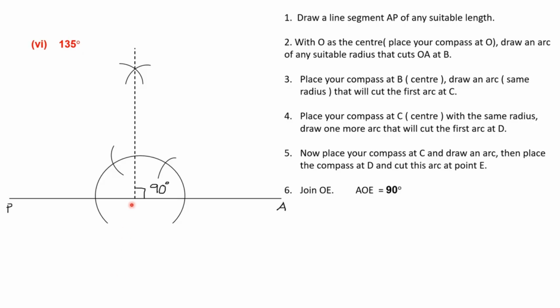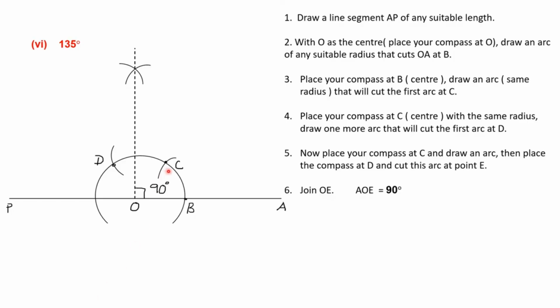Now, with O as a center, we need to draw an arc of a suitable length. So this is the arc that we have drawn. Now this arc meets the line OA at the point B. Now place your compass at B and draw this arc. The point where that meets is point C. Now place your compass at C and draw this arc. So you get this point D. So this is the first few steps.